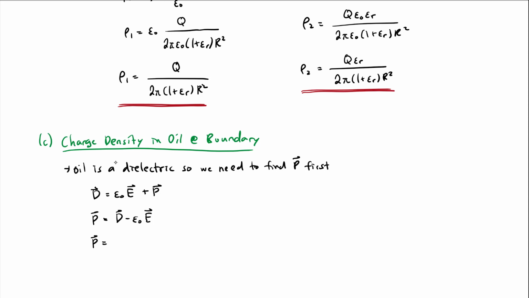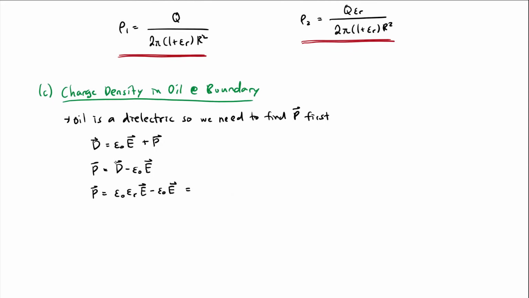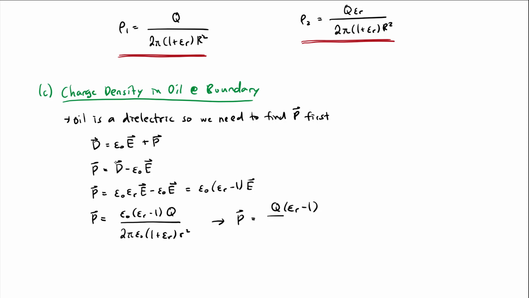From before, we have epsilon naught epsilon r E for the electric flux density in oil, and then we have minus epsilon naught E. This can be simplified to epsilon naught (epsilon r minus 1) E. And we already know what E is, so we can replace that too. We get epsilon naught (epsilon r minus 1) times E, which was Q over 2 pi epsilon naught (1 plus epsilon r) r squared. And therefore, P is equal to Q (epsilon r minus 1) divided by 2 pi (epsilon r plus 1) R squared.